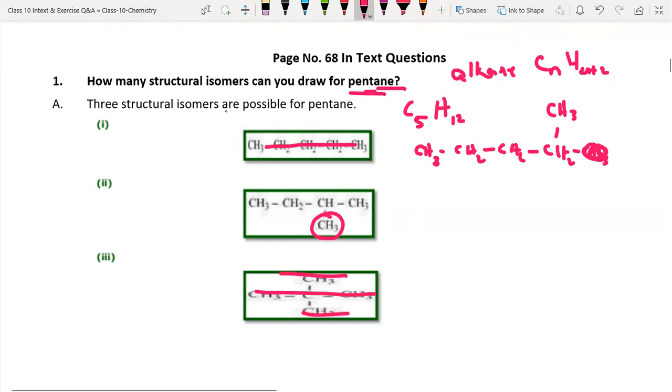Like that, how many structural isomers are possible means 3, and again you cannot remove this one and you cannot add it here. So how many structural isomers are possible? 3 are possible.